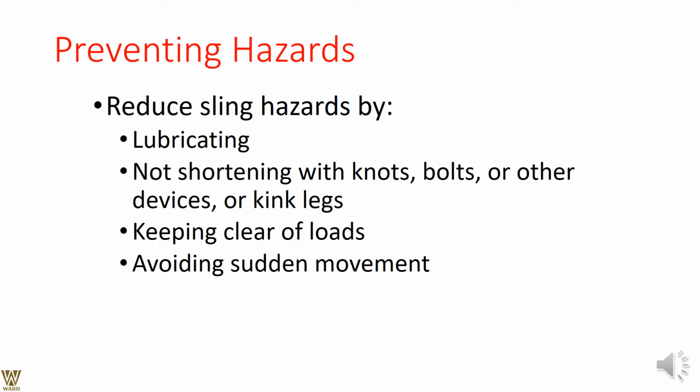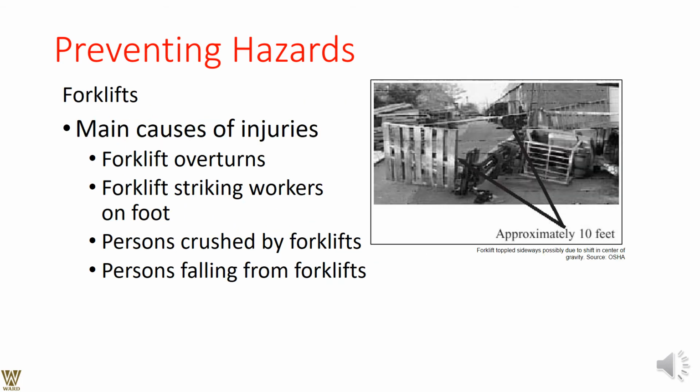So how do we reduce sling hazards? First and foremost, use lubrication, and do not shorten slings with knots and bolts. There should not be shortenings with knots and things like that. You cannot bolt it down or sling it down with another rope. Keep clear of loads and avoid jerky movements. This is very important.